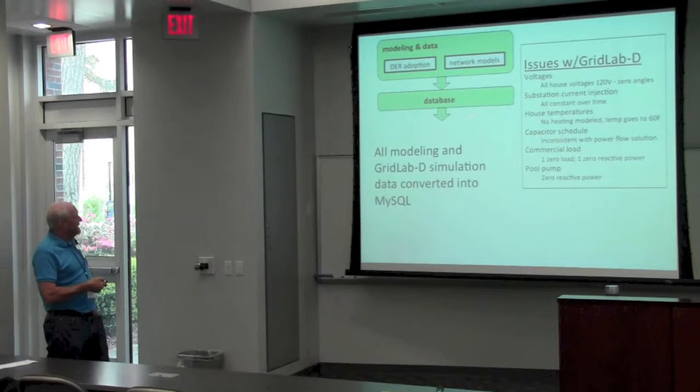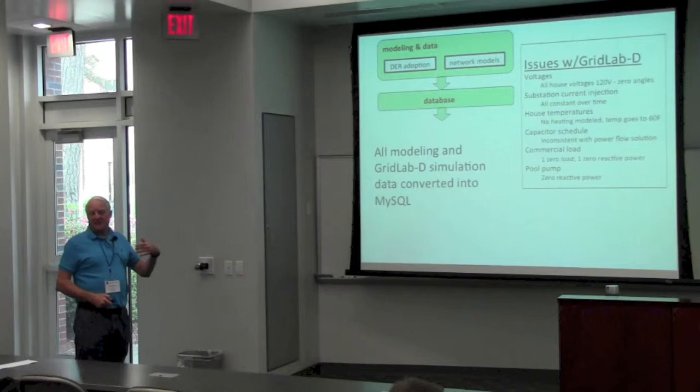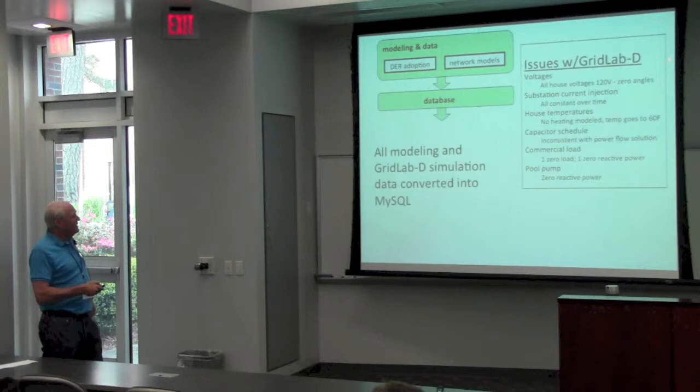So then we plug all this into a database. We basically took stuff from GridLab-D and plugged it into a MySQL database because GridLab-D doesn't compute things very fast, and it's not clear what's inside there for us. So we took it all out, converted it. These are some of the issues we have. I don't know that I want to go over it right now.